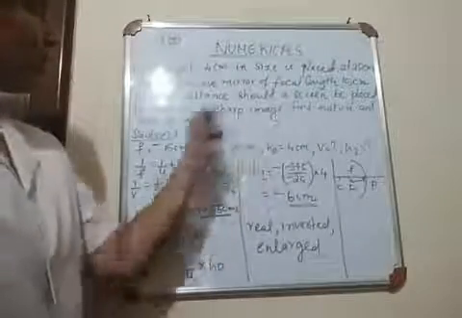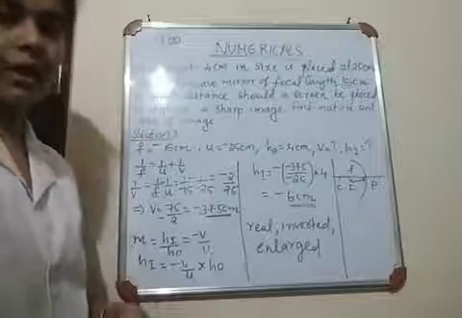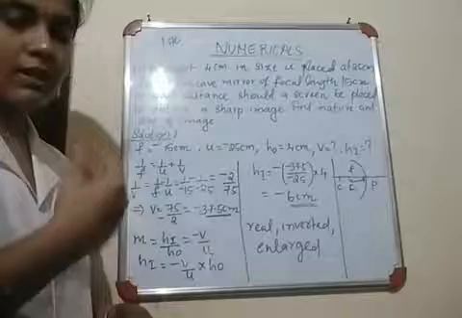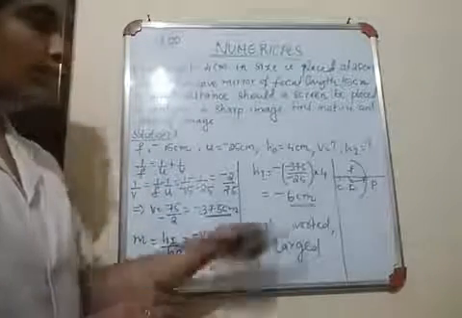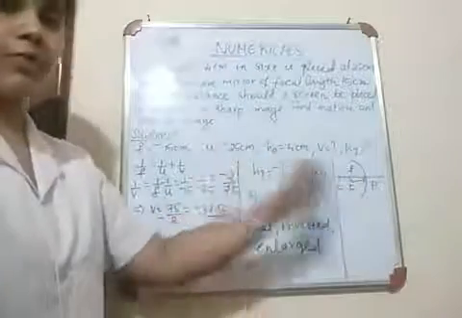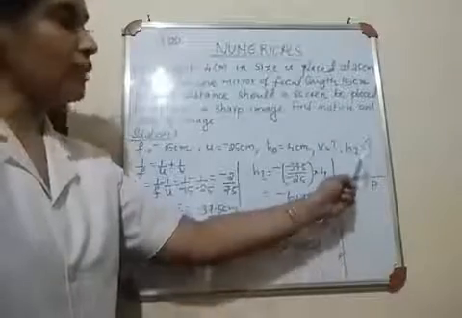So at what distance should a screen be placed to obtain a sharp image? That means on the screen we will get the image. So where should the screen be placed? That means what should be the V? You are supposed to find out V here. And also find the nature and size of image. You must find out the height of image. Size means height of image.